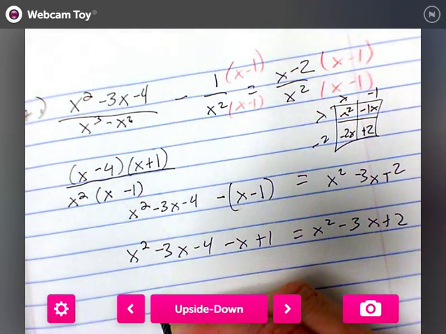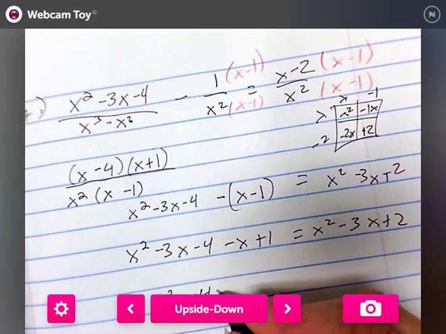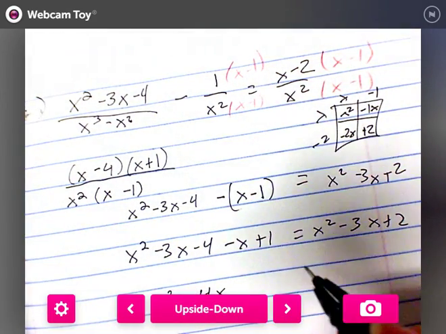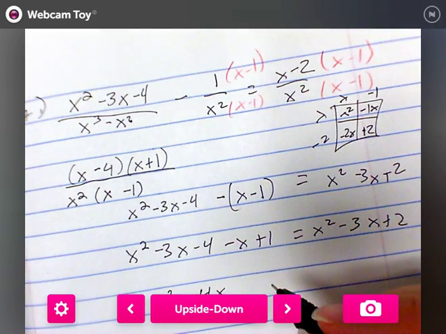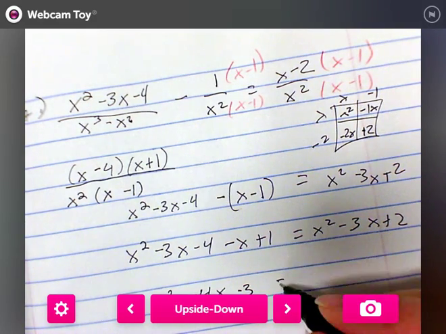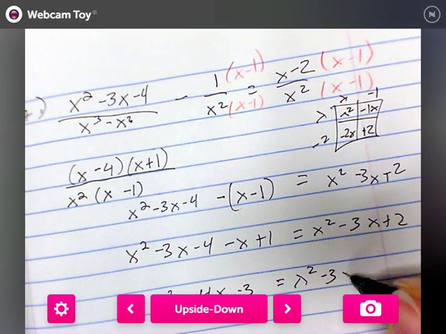So I get x squared minus 4x, can we please stop the conversation that you think you're being quiet about but isn't actually? Minus 3 equals x squared minus 3x plus 2.